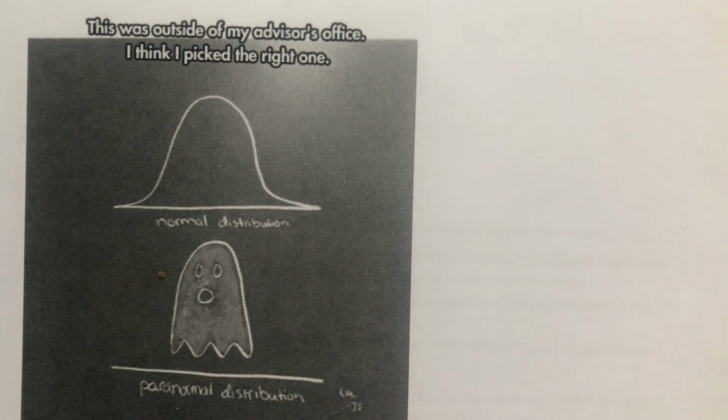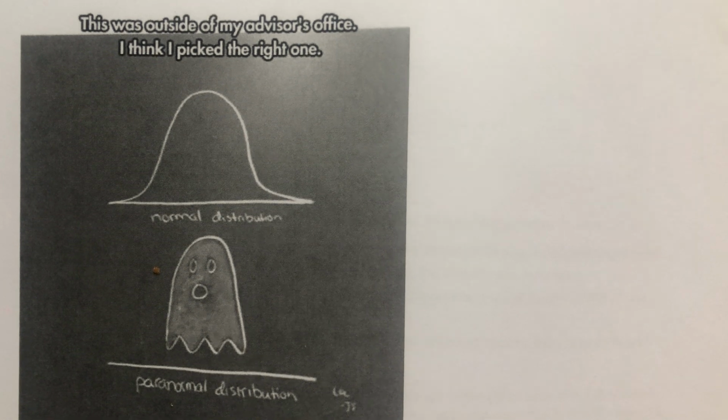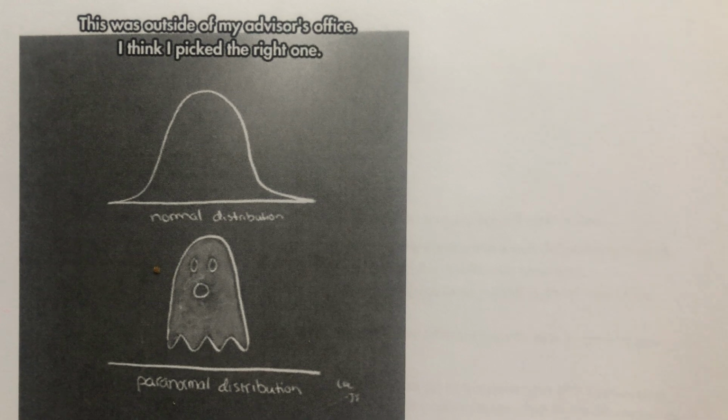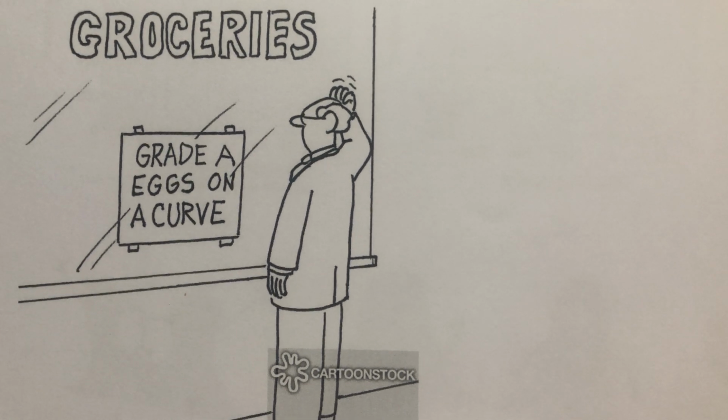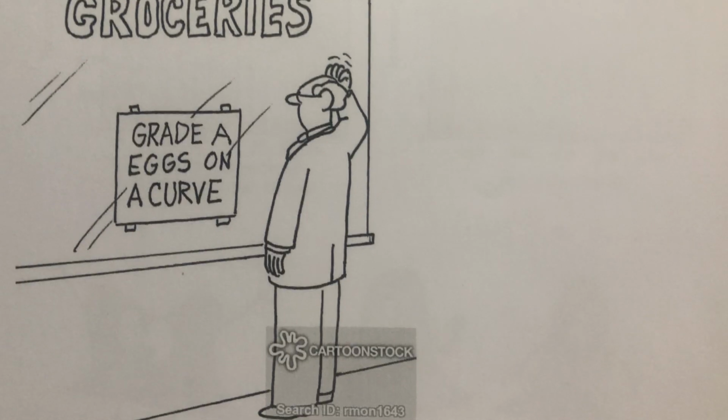So we have the normal curve and we have the paranormal curve. Do not just confuse the two of them. And a lot of times your grades are distributed on the curve or something similar to it. So you can grade your eggs on the curve as well.